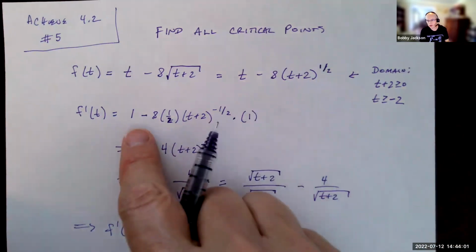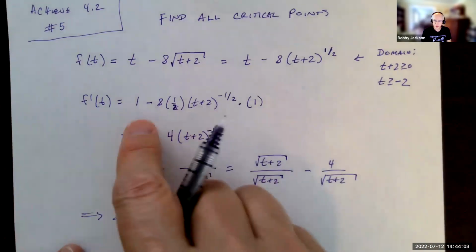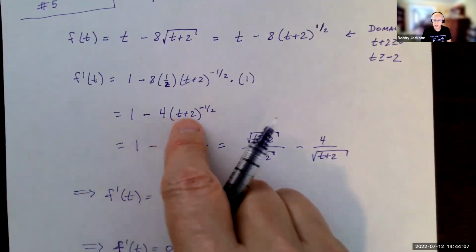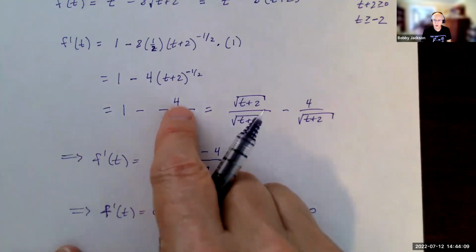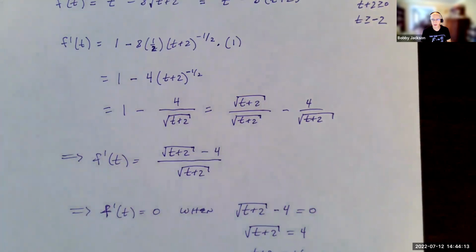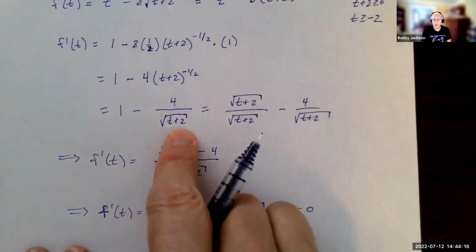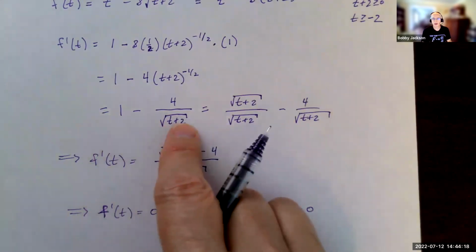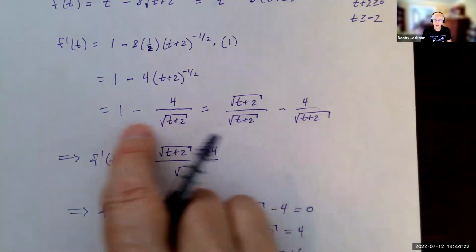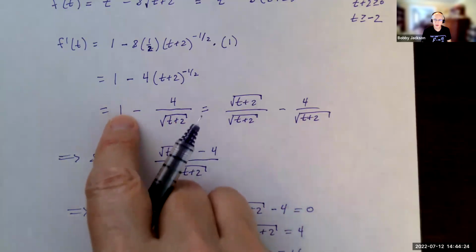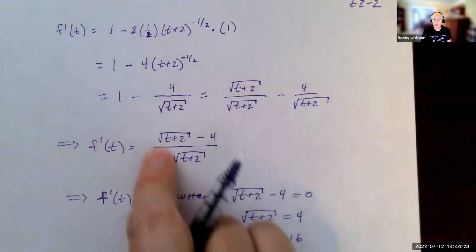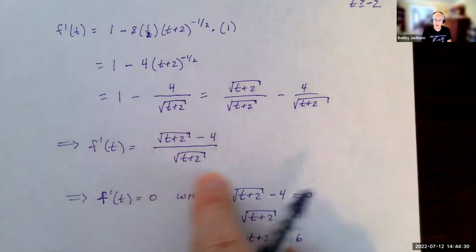And so this is the result. Let's clean it up. 8 times 1/2 is 4. And then 4 times t plus 2 to the -1/2 is 4 divided by t plus 2 to the +1/2, which I've gone back and just written as the square root of t plus 2. And I can combine these as 1, and that's helpful, and I'll explain why here in a minute. If I combine these as one fraction, I need the common denominator here. So 1 is written this way, and this simplifies down to this. So this is a good form.